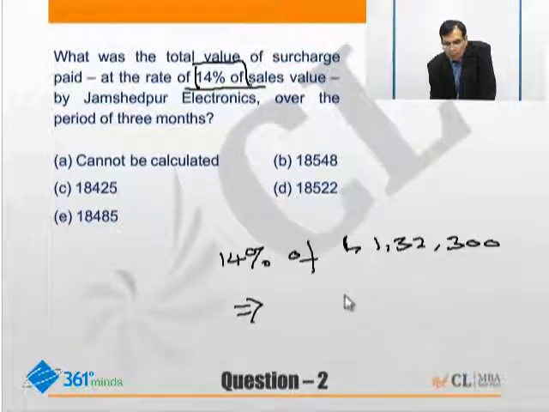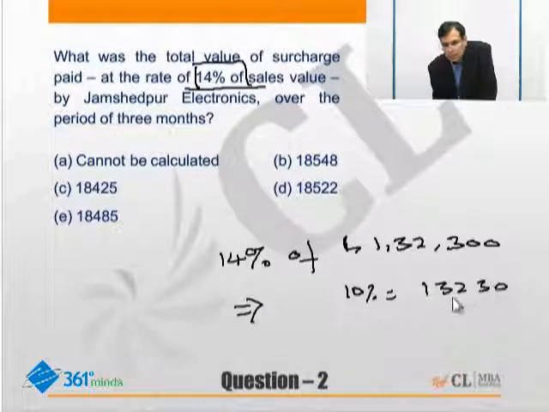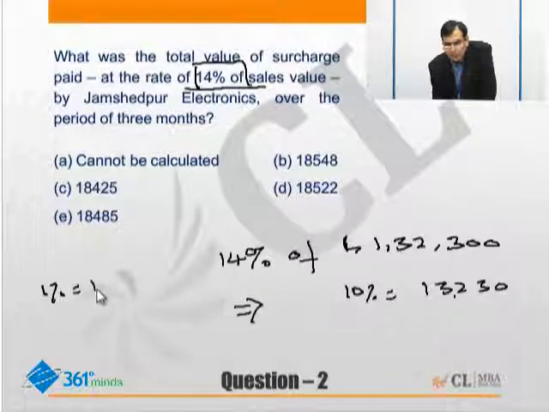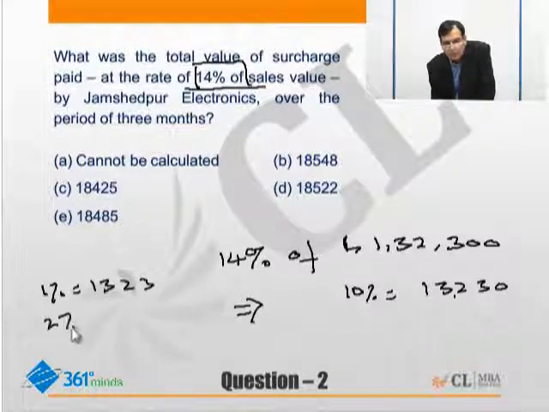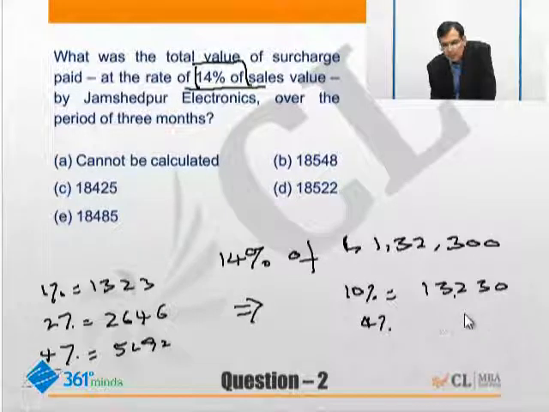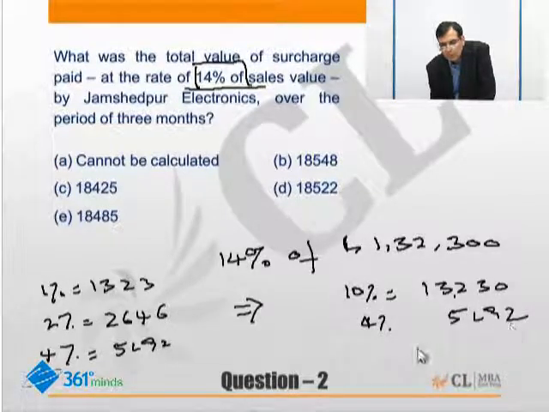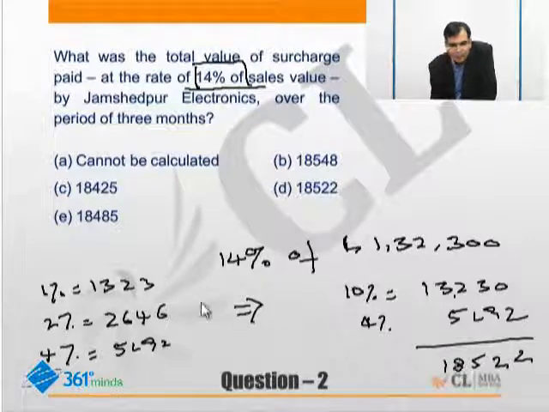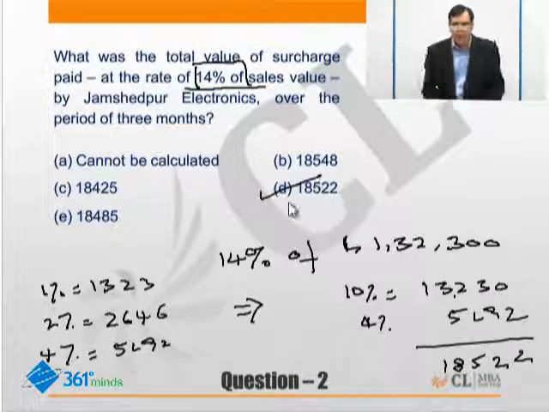10% of 1,32,300 is 13230. And 4%, when I look at this as 10%, that means 1% will be equal to 1323. 2% will be equal to 2646. 4% will be equal to 5292. So 10% is 13230 plus 4%, 5292. 2, 9, 3, 12, 3, 2 to 4 and 1, 5, 13 and 5, 18, 18, 5, 22. 18,522 becomes the answer.